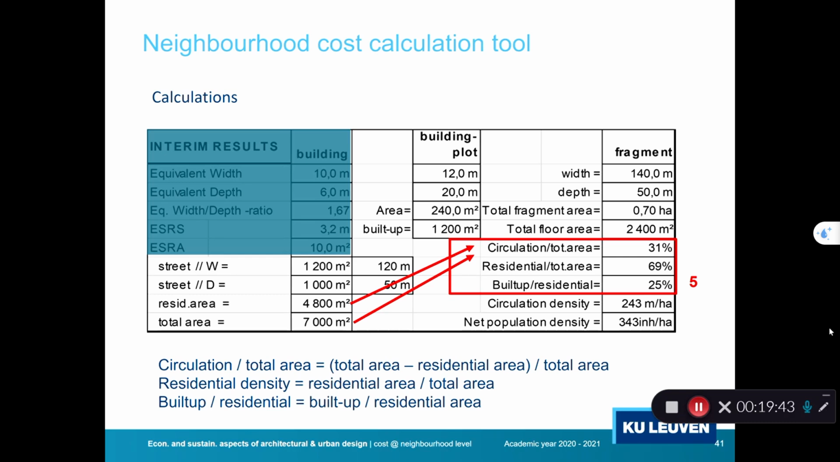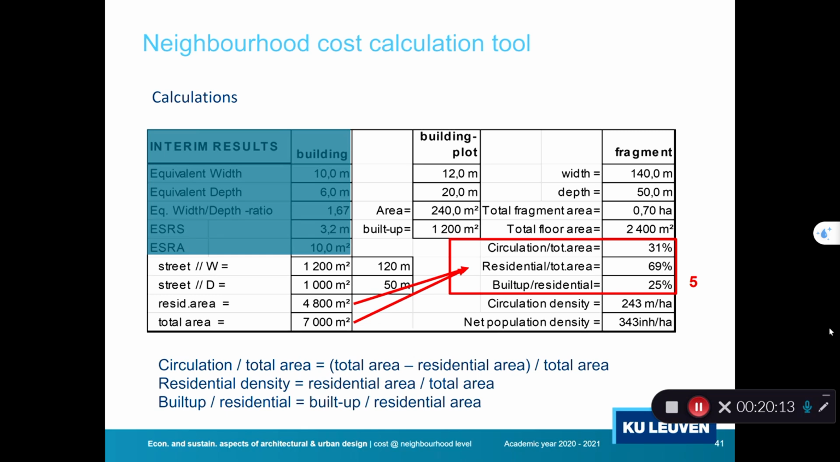The second density indicator is the residential density. It is the residential area, which we have calculated before, so the area of all the plots divided by the total area of the fragment. And in this case, it equals 69%. Because the sum of these two should be 100%, of course. You have the circulation part and you have the non-circulation part, or the residential part.